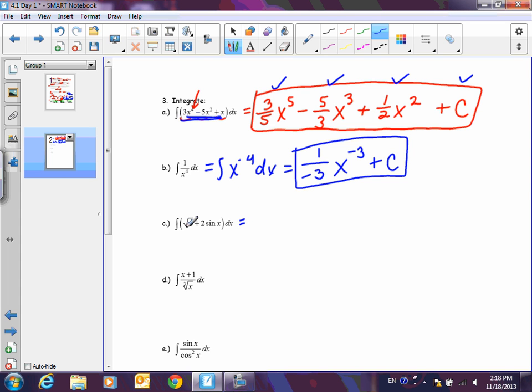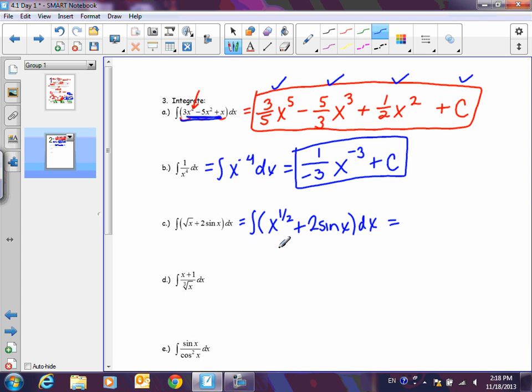All right. So let's look at C. Okay, I have not yet told you how to take the antiderivative of a radical. So we've got to make this look like something we're used to. How can I rewrite square root of x? X to the 1/2. That makes it look like a polynomial. And here we have some trig.